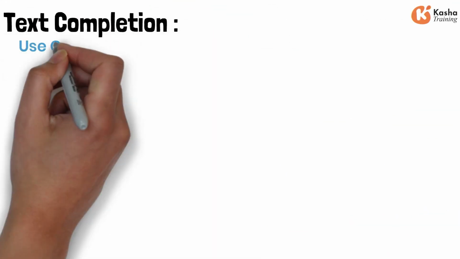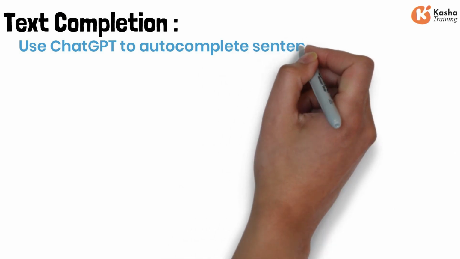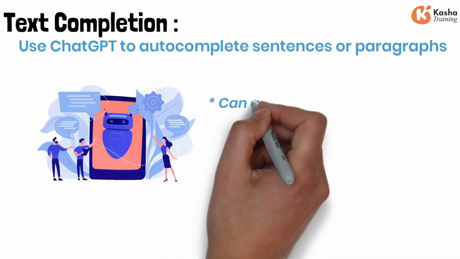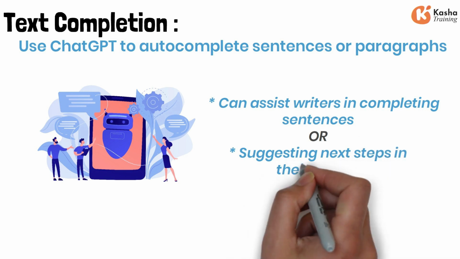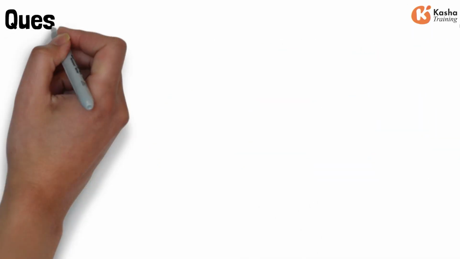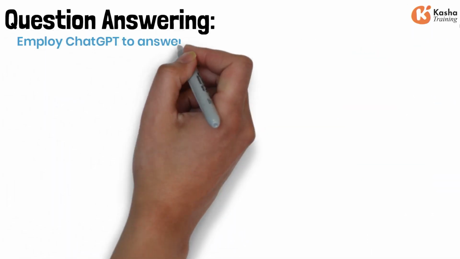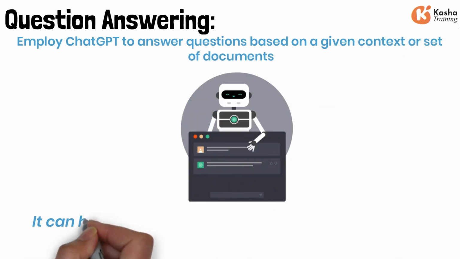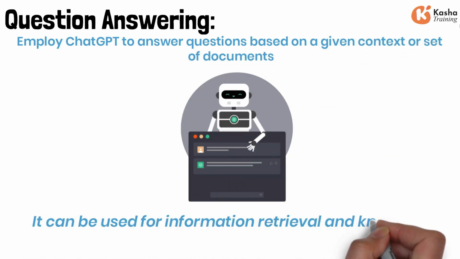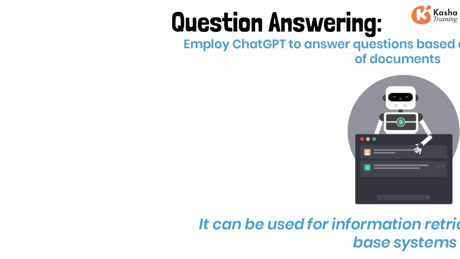Text completion: use ChatGPT to autocomplete sentences or paragraphs. It can assist writers in completing sentences or suggesting next steps in their writing. Question answering: employ ChatGPT to answer questions based on a given context or set of documents. It can be used for information retrieval and knowledge-based systems.